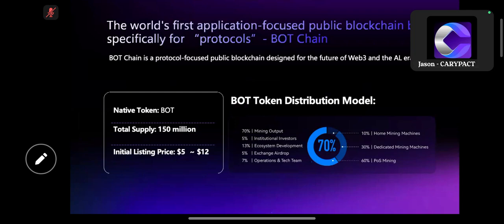All right, and then the remaining 30%: 5% is for the institutional investors, 13% for the ecosystem developers, 5% for the exchange of airdrop, so airdrop things and everything, and 7% for the operation and also the tech team. Now, all this while, I was explaining that we are targeting all the developers and programmers to come and develop or create a project in our public chain.